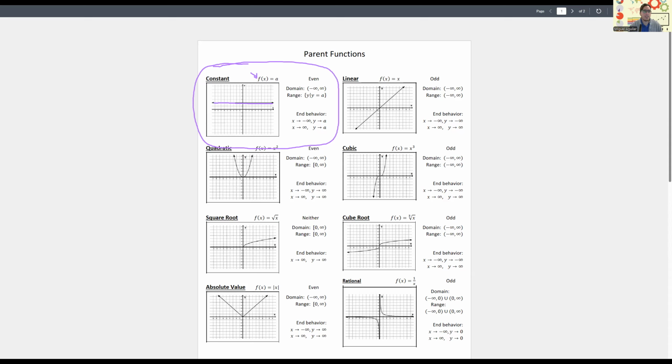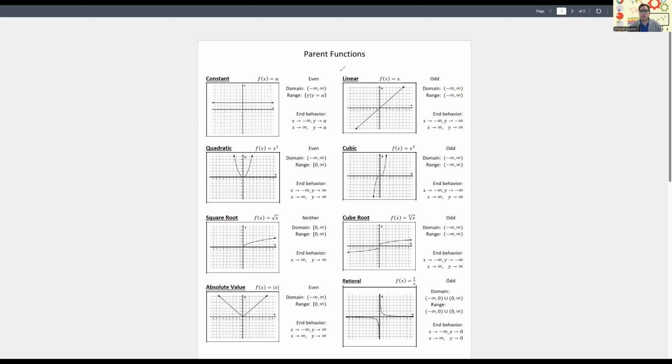So for instance, if I clear away some of this stuff that I've drawn, it looks like this line right here is passing through a particular y value, and it looks like y equals 2. Okay, so the equation for this function might look something like f of x equals 2. So if you see something where the equation is just a plain number and nothing else, there's no variables, just a constant, you're dealing with a constant function.